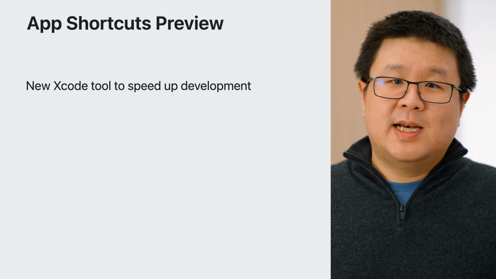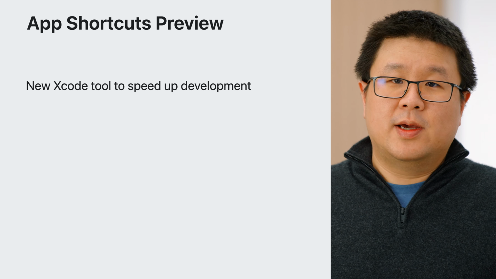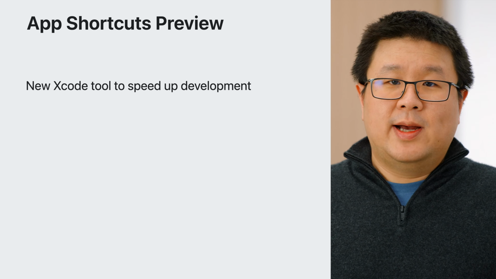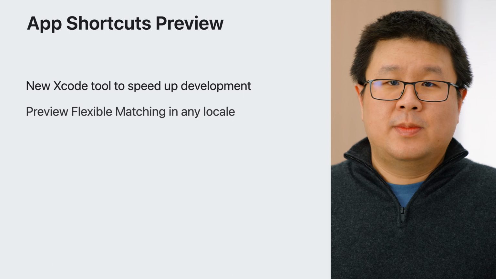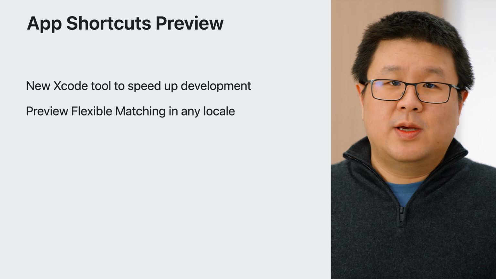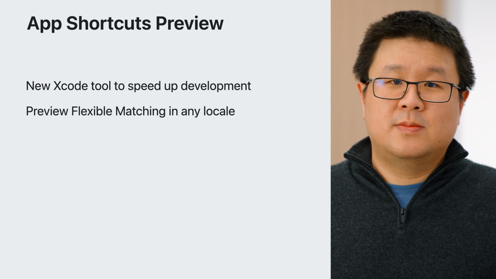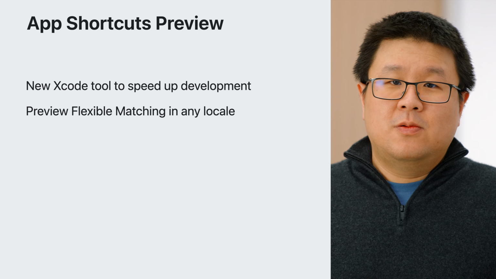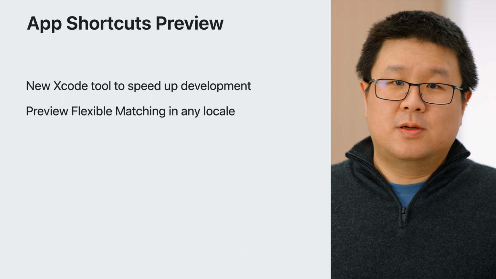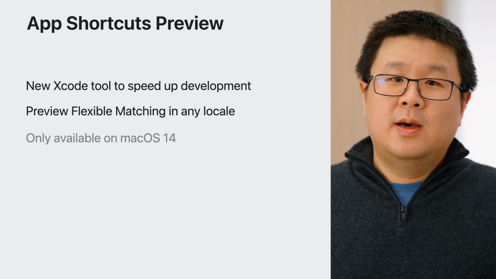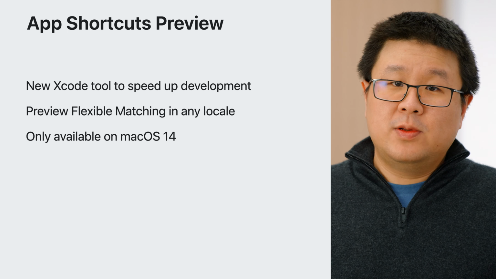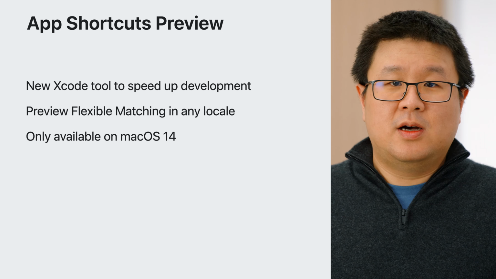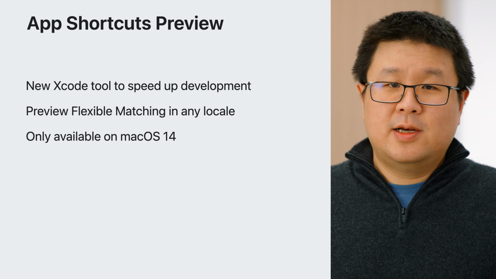And finally, testing app shortcuts with Siri can be slow going, requiring you to build and launch your app and speak to Siri each time. This is especially time-consuming if you want to test in multiple locales. To help make authoring app shortcuts faster and easier, we're introducing a powerful new tool in Xcode called App Shortcuts Preview. You should note that App Shortcuts Preview is only available when running Xcode 15 on macOS Sonoma. Let's take a look at a demo.